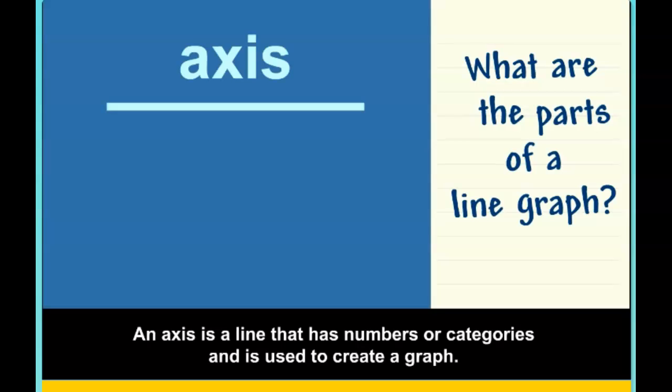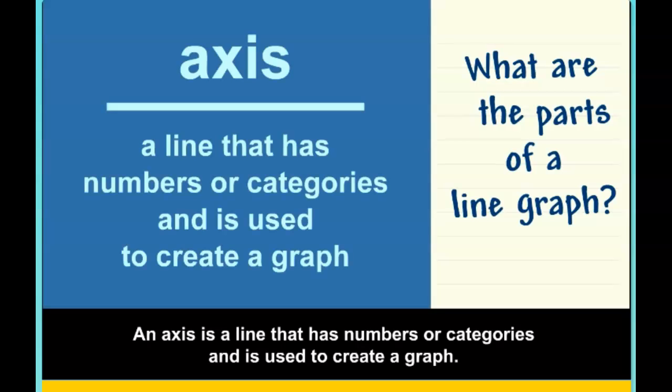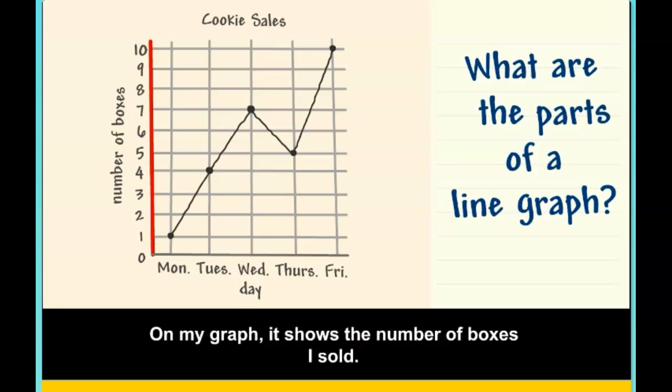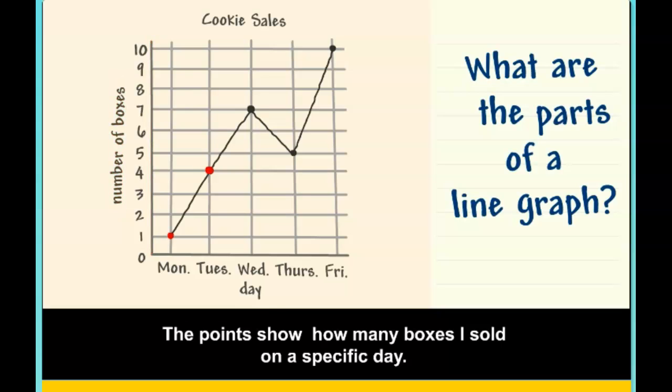An axis is a line that has numbers or categories and is used to create a graph. The x-axis is a horizontal line. That's the one that goes across. On my graph, it shows the days. The y-axis is a vertical line. That's the one that goes up and down. On my graph, it shows the number of boxes I sold. The points show how many boxes I sold on a specific day.